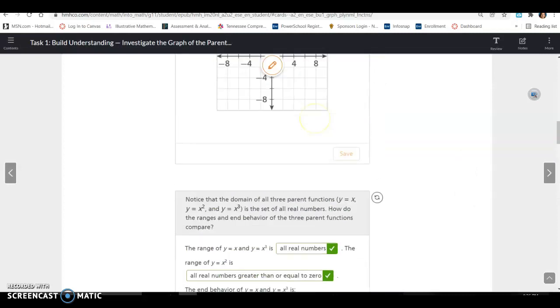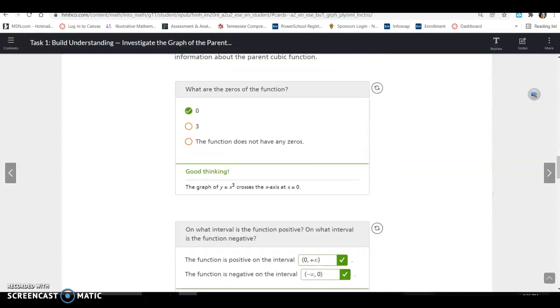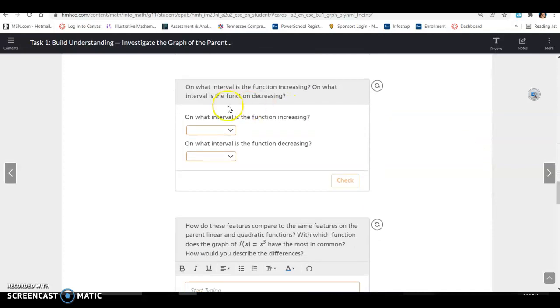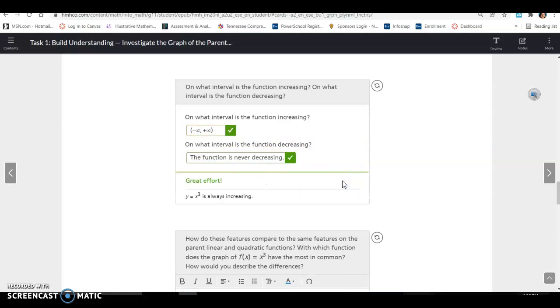On what interval is the function increasing? From left to right, you can see that it goes up and continues going up. So it's increasing on the whole function, from negative infinity to positive infinity. And where is it decreasing? It does not decrease. The x cubed will never be decreasing.